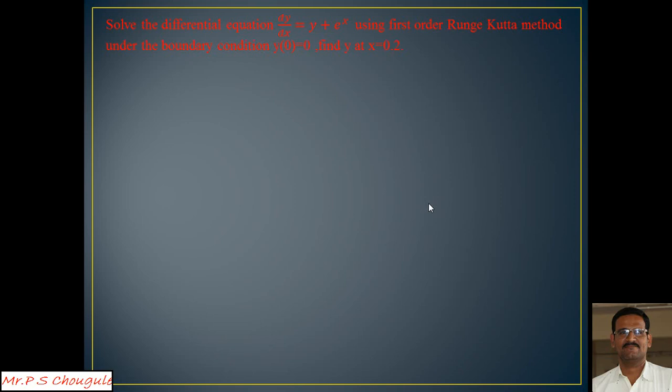Now what we have to find? Find y at x is equal to 0.2. Now they have not given the value of h. So I will write here dy upon dx, which is equal to f of x, y. Now this function is equal to y plus e raised to x. As the step size is not given, you can take any step size. I will take here h is equal to 0.05.